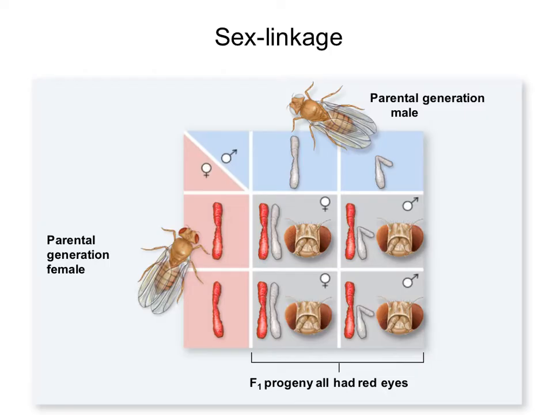So again, note that since females have two X chromosomes, even though this female has the mutated X chromosome, the normal chromosome is the one that is expressed. So she still has normal eyes even though she carries the condition in one of her X chromosomes.